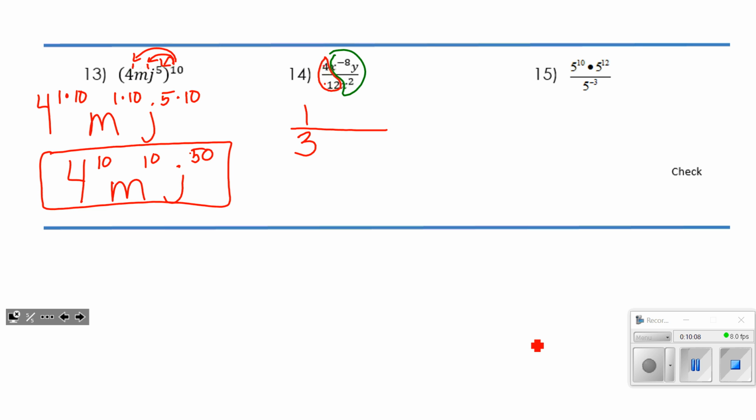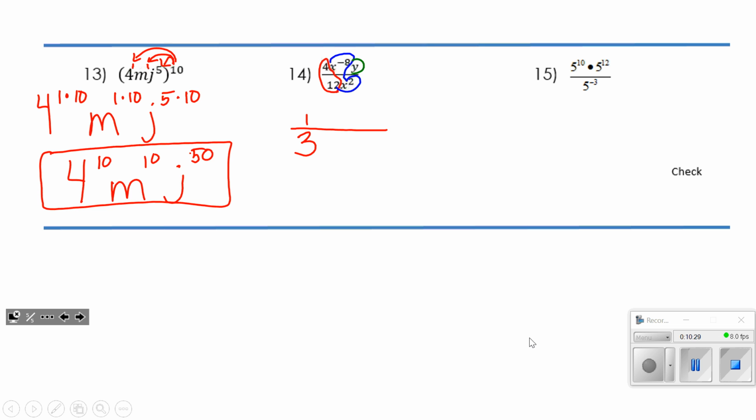Oh, I totally messed this one up. I forgot about the y. Sorry. Circle that y. I need to redo that whole thing. Let me circle these again. So we have the numbers, the x's, and the y.